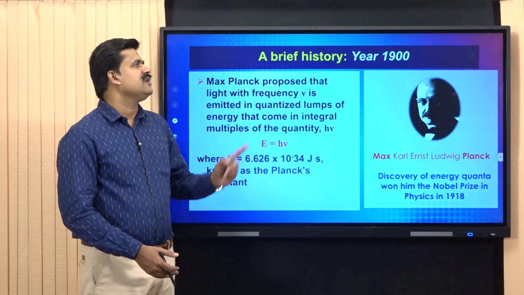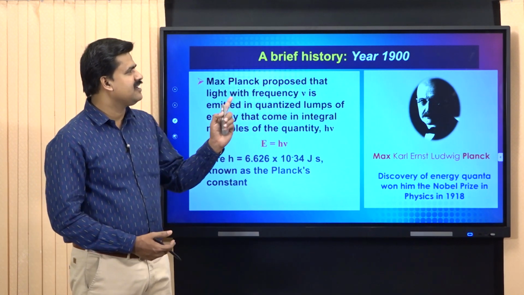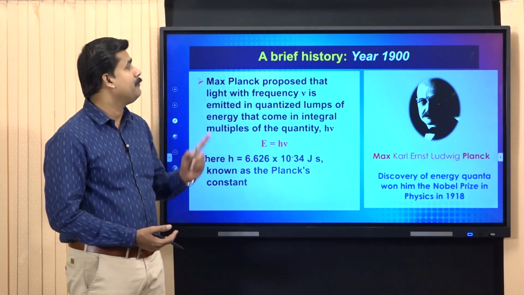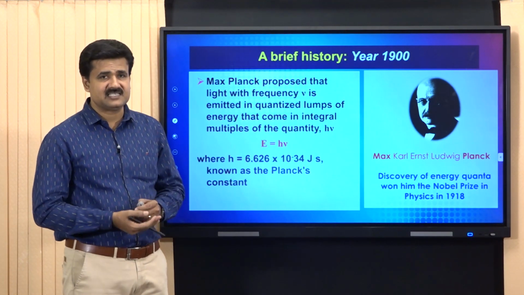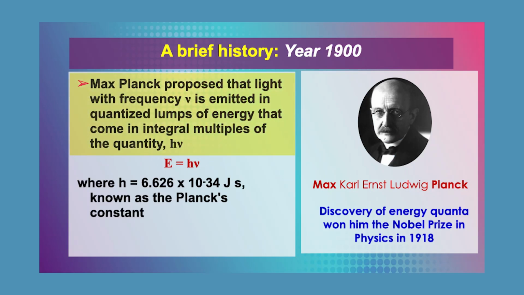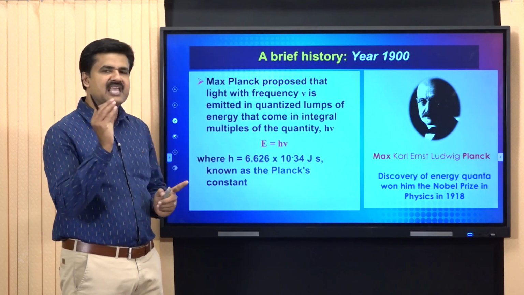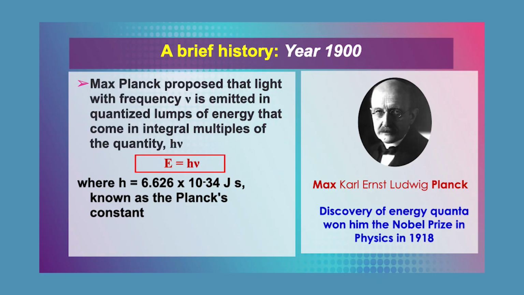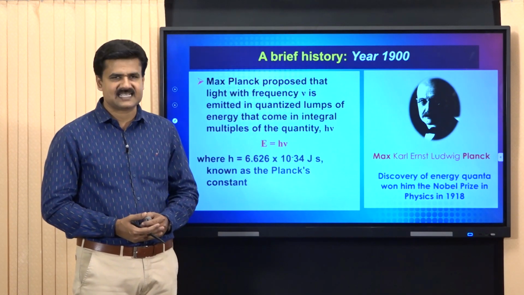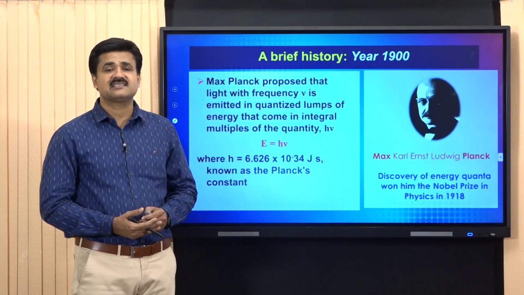First of all, in the year 1900, the major notable contribution came from Max Planck. Max Planck proposed that light with frequency nu is emitted in quantized lumps of energy that come in integral multiples of the quantity h nu. The energy associated with a quantum is E equals h nu, where h is a constant numerically equal to 6.626 times 10 raised to minus 34 joule second, which is known as Planck's constant.